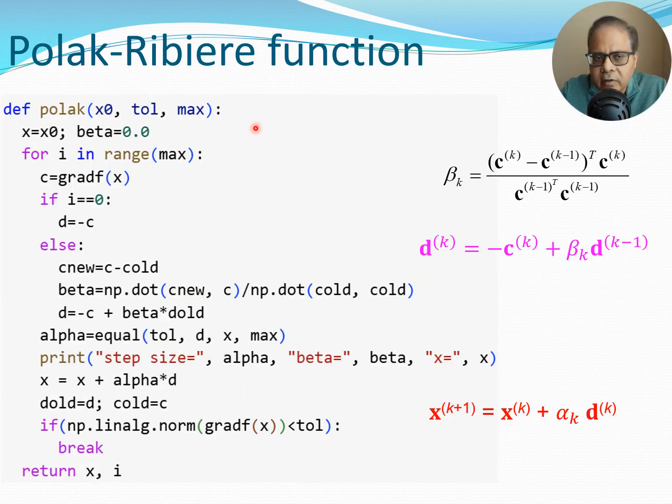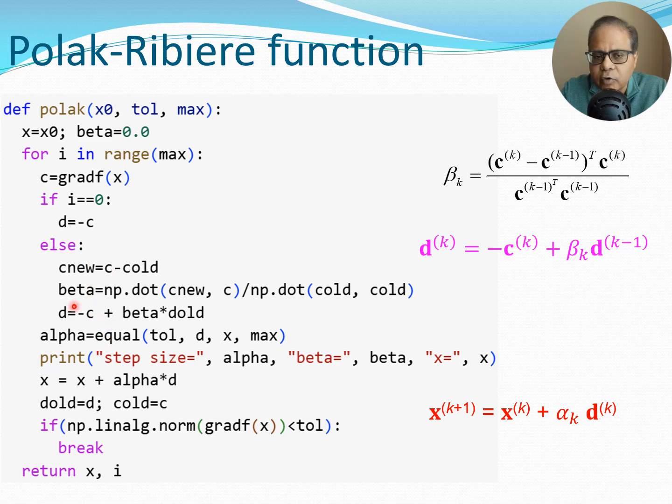Let us look at the Polak-Ribiere function. So this function essentially has the form that you start with x as x0, you set beta as 0, and then you have the for loop here on top of max, which is the large number I have sent in. Now, of course, you take the gradient vector, you put it in c, and when i equals 0, you do d is minus c, that's the steepest descent direction. But when i becomes greater than 0, you go through this part of the code.